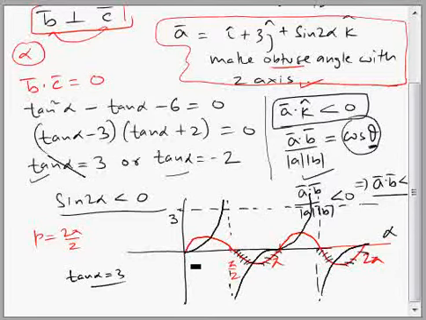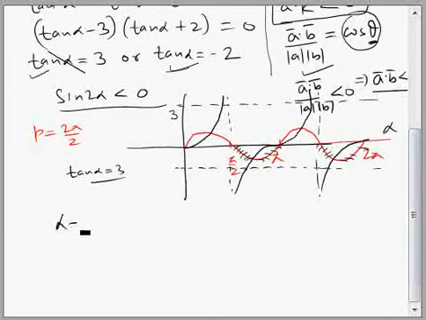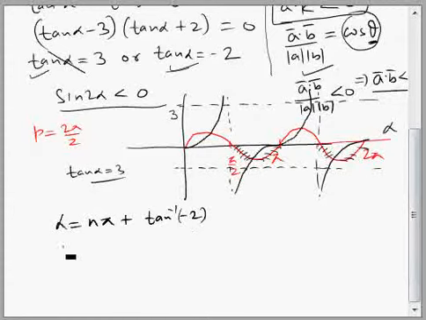But when you draw tan alpha equal to minus 2 like this, you get those values of alpha which lie in this interval. For example, this point of intersection lies in this interval, so we can have those values of alpha for which sin 2 alpha is negative. So tan alpha equal to minus 2 is the right answer. So tan alpha equal to minus 2 means alpha equals n pi plus tan inverse of minus 2, that is n pi minus tan inverse 2.